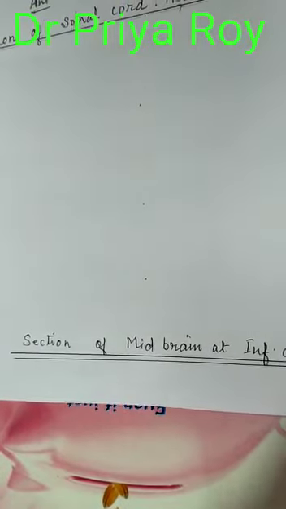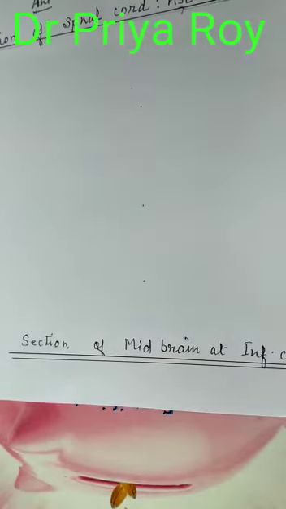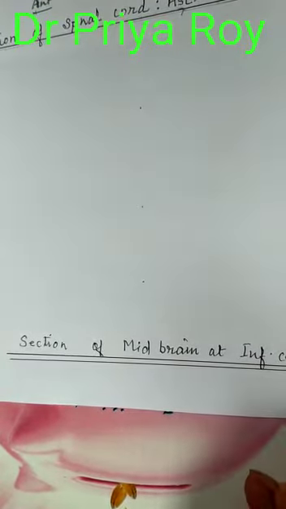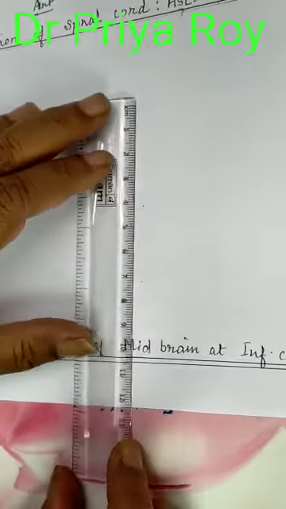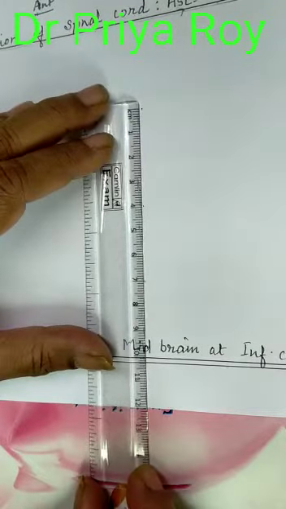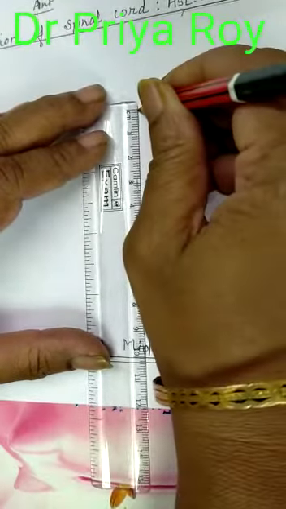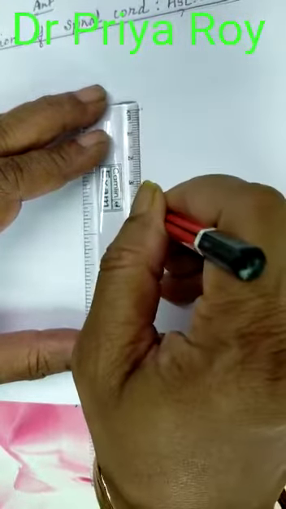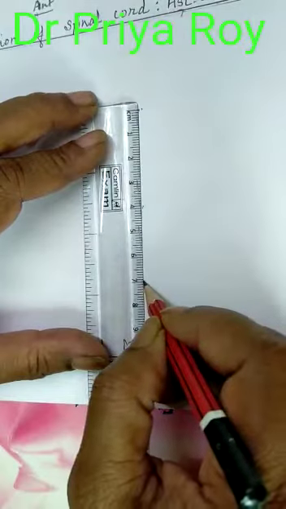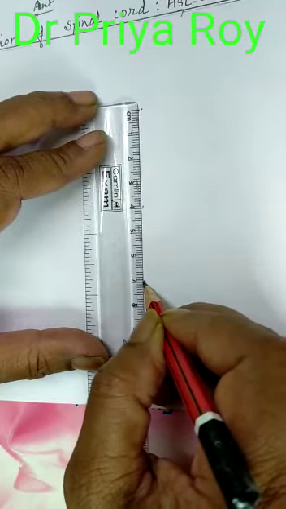Good morning, students. Today I am here to teach you how to draw the section of midbrain at inferior colliculus level. Okay, so draw it, make it easy. I have put some dots, only 4 to 5 dots. I have put my scale straight, and to start with, put one dot here, and here I have taken 4 centimeter and a bit smaller, 1 centimeter smaller below. Mind it, 1 centimeter smaller below here.